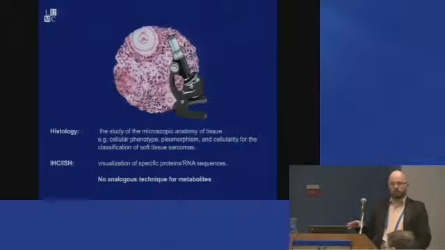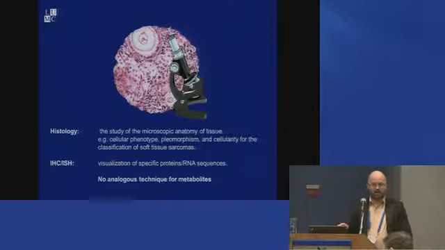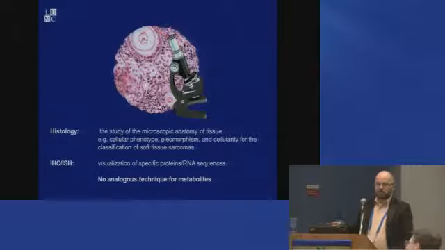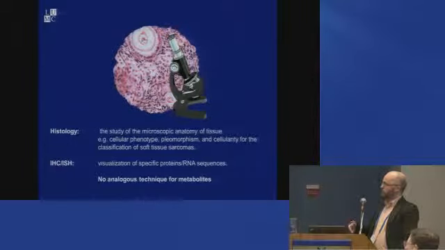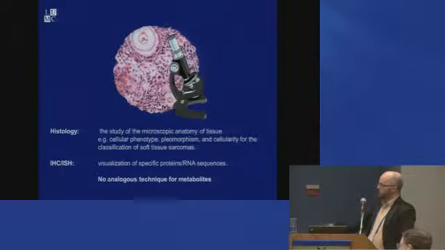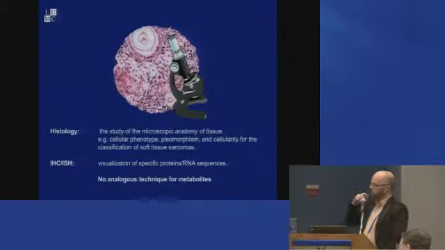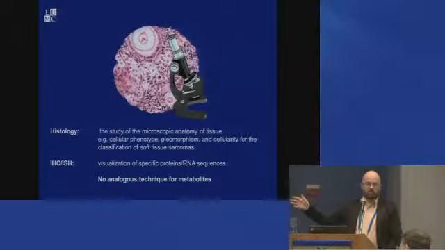So why do we want to do multi-imaging of metabolites? Well, one of the defining characteristics of our research is to always try to develop methods which can complement established clinical methods. In this case, it's imaging of metabolites. If you think of histology, the study of the microscopic anatomy of the tissue, generally using stains, or immunohistochemistry, in situ hybridization, there are methods to image these already.